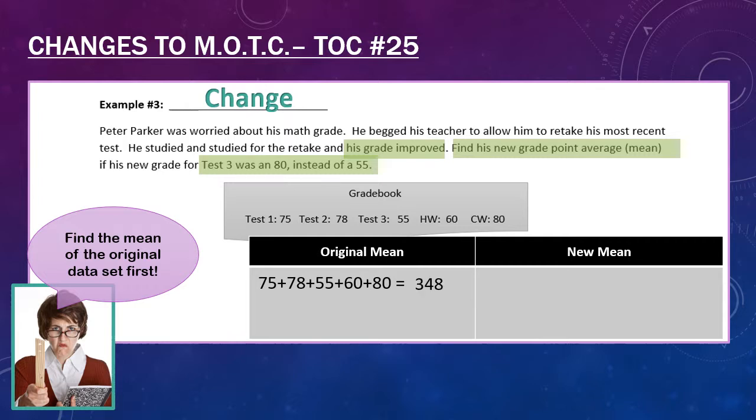And we're dividing those by 5, and he gets an average or a mean of 69.6, meaning he has a 69.6 in the grade book, which is a D.